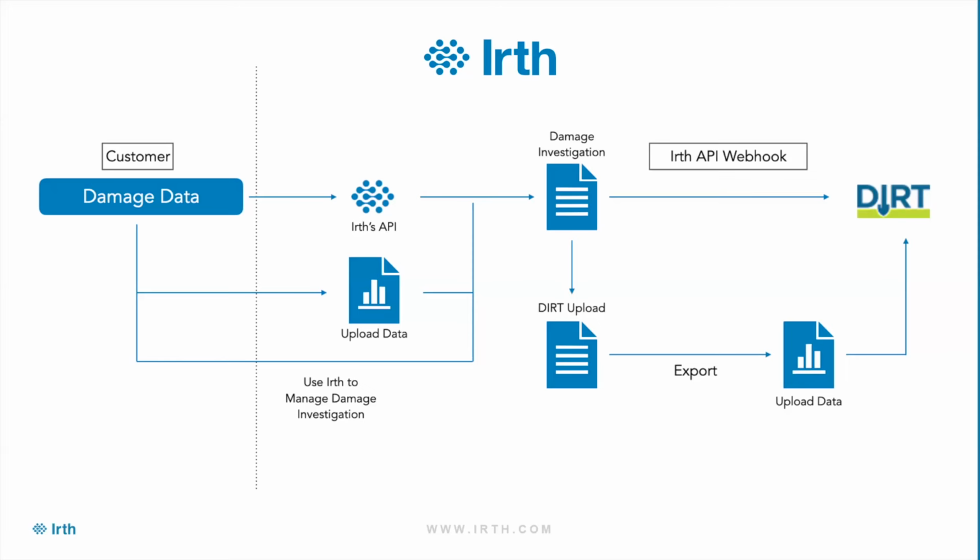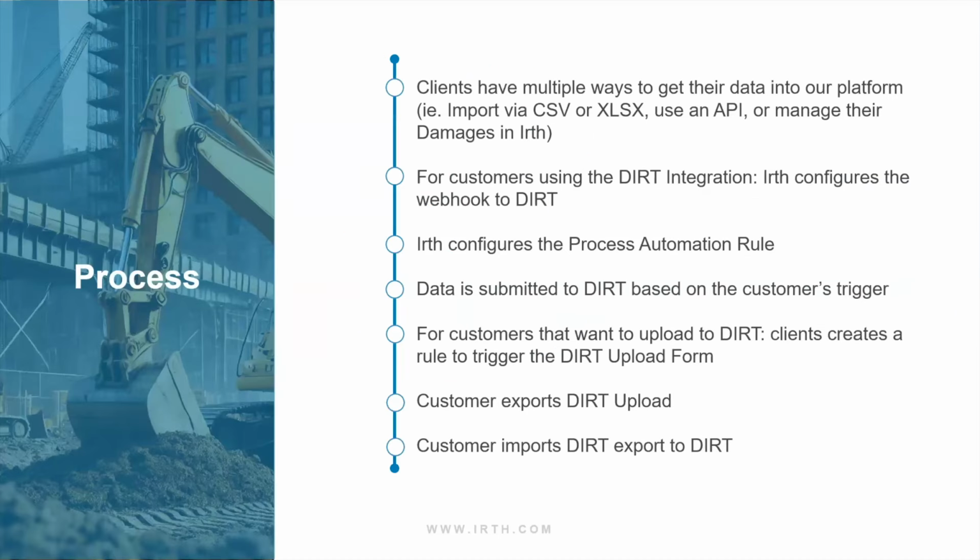But what we're doing in the middle is we're translating it to Dirt in two ways, right? With the API webhook, in near real time, passing it to Dirt in near real time, and then the export where you can choose the frequency of how you want to upload to Dirt here. So from a process standpoint, again, you've got multiple ways to get your data into our system if you already have an existing system. Again, import a CSV or Excel, or you can use the API to pass your damage data into Earth. Or again, you can use this to manage all of your damages in the Earth product.